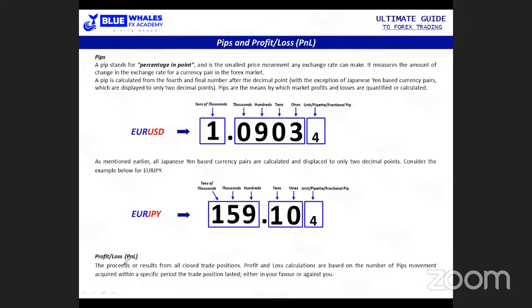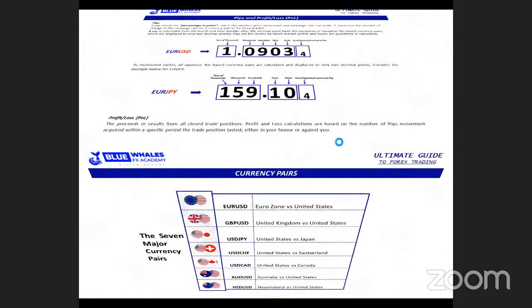Then we have something we call profit and loss. That's the proceeds or results from all closed trade positions. Profit and loss calculations are based on the number of pip movements acquired within the period a trade position lasted, either in your favor or against your favor. All right, let's continue.